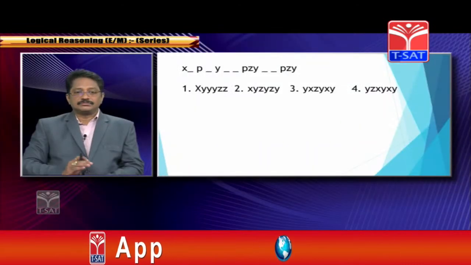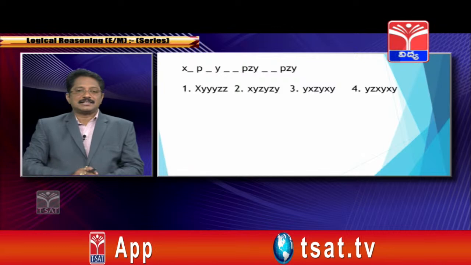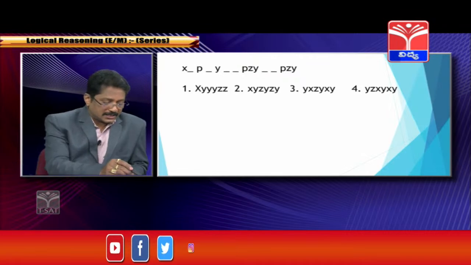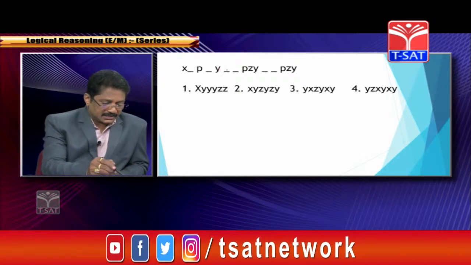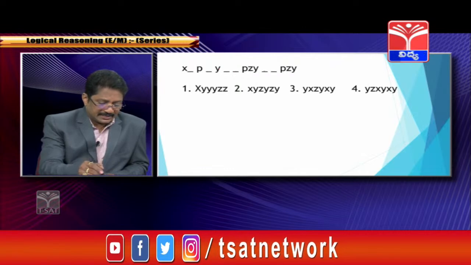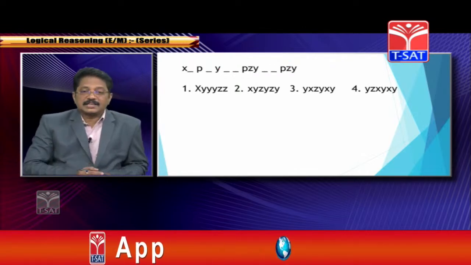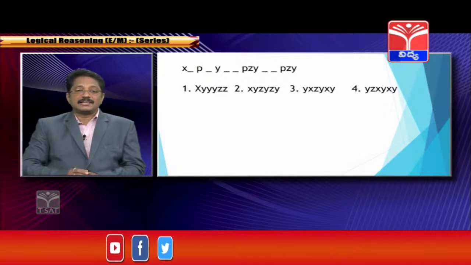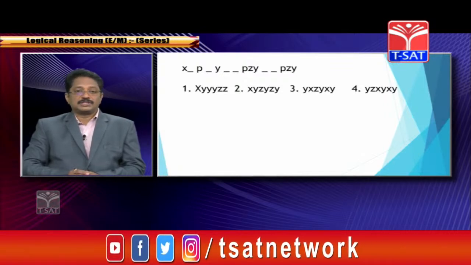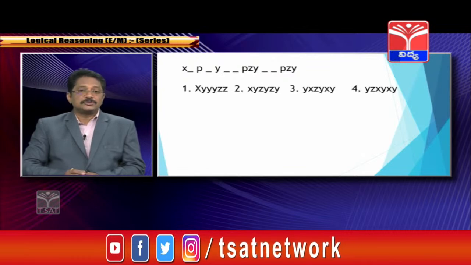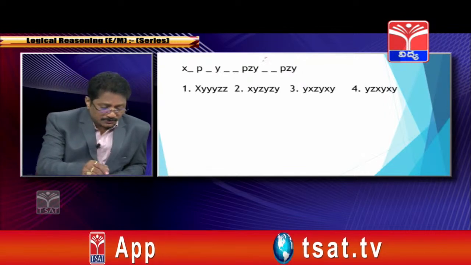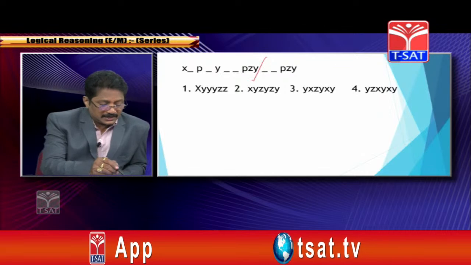X, P, Y, P, Z, Y, P, Z, Y is given. So you have to count. First what you have to do? You have to count the letters here. 1, 2, 3, up to 15. There are 15 letters. So which is good for you? Divide it into 5 groups is one option, or divide it into 3 groups, each one having the same. Here it is better to divide into 3 groups, each one having the same.